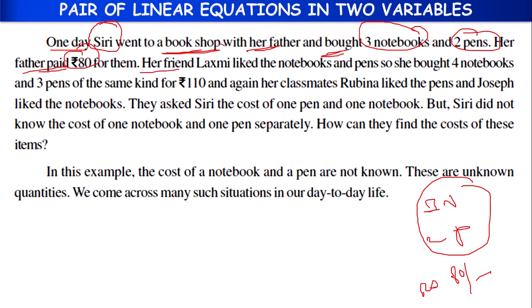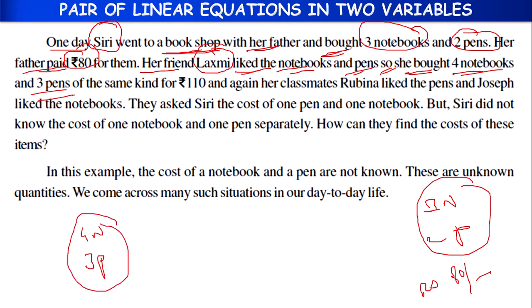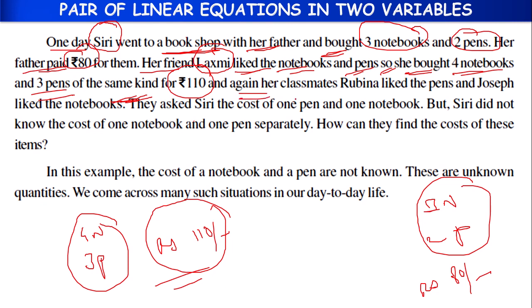Her friend Lakshmi liked the notebooks and pens, so she bought 4 notebooks and 3 pens of the same kind, meaning of the same rate, and paid rupees 110 in total to the shopkeeper. And again her classmates Rubina liked the pens, Joseph liked the notebooks.